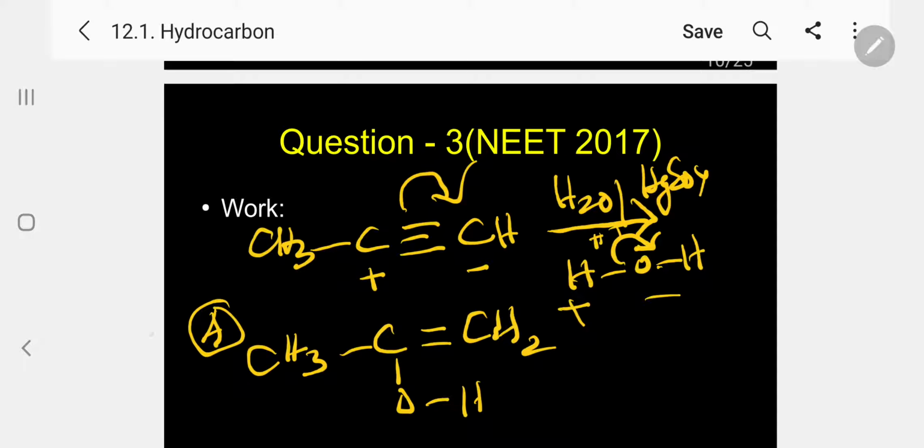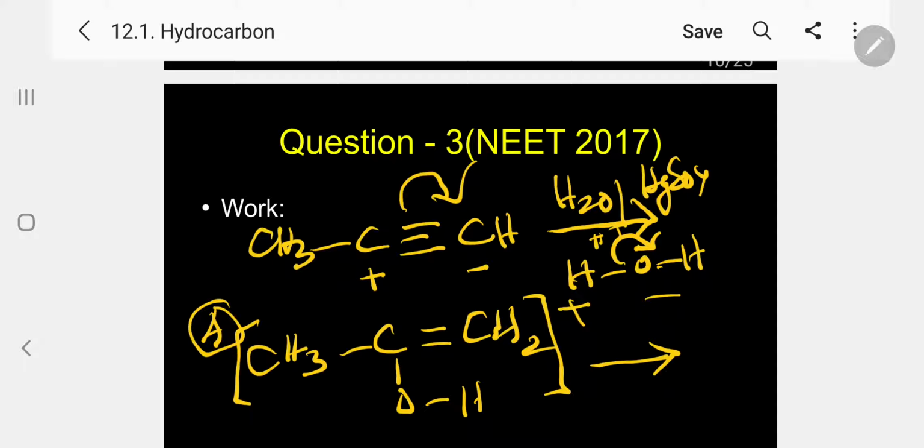But this is unstable. Please follow. This intermediate is unstable because there is a double bond and an enolic group. Whenever a carbon atom containing a double bond also has an OH group, the enolic form is unstable. So what will happen now? This will undergo a rearrangement. See here, this H will go and attack this carbon atom, so producing acetone. Please follow. So this is the compound formed, and the product is B.